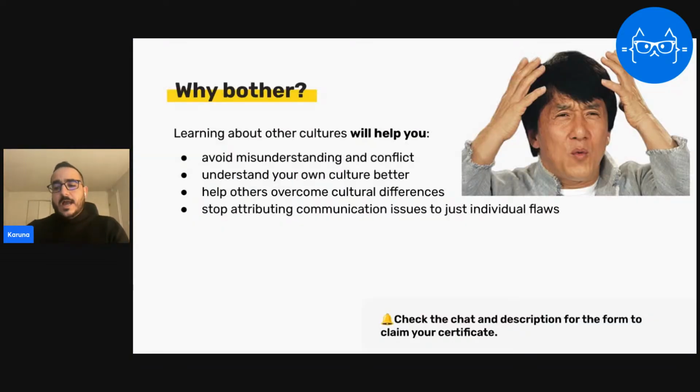And how does this help? How does learning other cultures help you? Well, like I said, it makes work more fun. It makes work less confrontational because you're avoiding misunderstanding, you're kind of sidestepping conflict. In a way, it will also help you understand your own culture better.